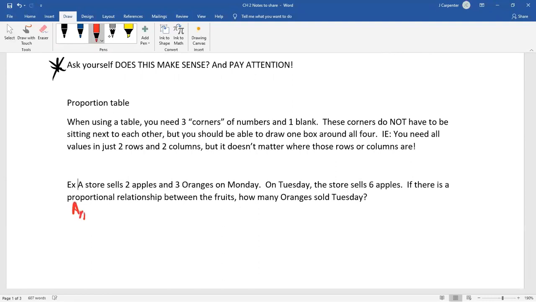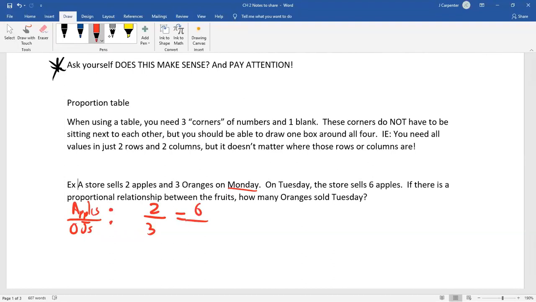So apples over, I'm going to abbreviate it, oranges. So that's the proportion I'm choosing, which means on Monday, that's the first side of our proportion, 2 apples and 3 oranges sold. So it's 2 over 3, 2 apples, 3 oranges. Apples are in the top, oranges in the bottom. Consistency. Then we set it equal to the other scenario. On Tuesday, the store sold 6 apples. So that's a 6. Apples, why do I know the 6 is the top? Because apples go in the top. How many oranges were sold if this is proportional?